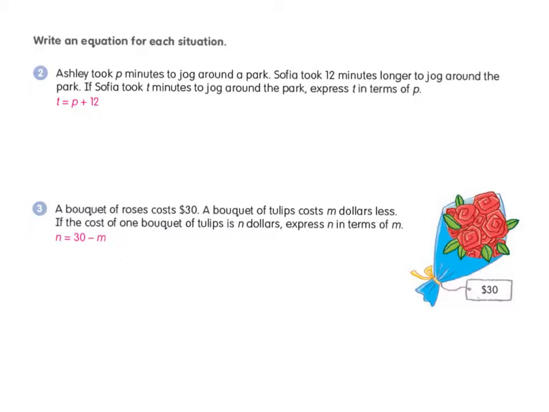So the first problem here says Ashley took P minutes to jog around a park. Sophia took 12 minutes longer. So we're starting with P for Ashley, and then we're adding 12 minutes because it's 12 minutes longer. If Sophia took T minutes, this is how much time Sophia took. We're saying that she actually took T minutes. Express T in terms of P. We're just going to say that that time, the P plus 12, is equal to T, or you can say T is equal to P plus 12.